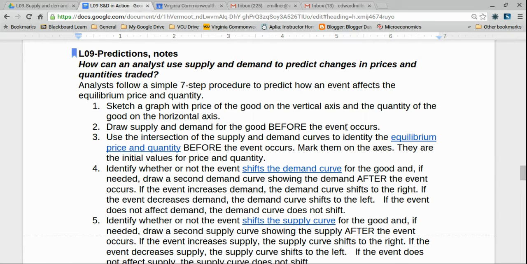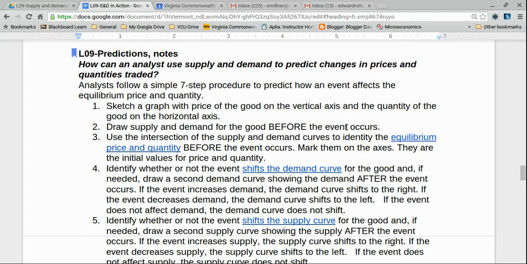Now we're going to study how to use supply and demand to predict changes in prices and the quantities traded. This is the great advantage of supply and demand. It gives us insight into the future and an ability to predict the past. Why do prices rise and fall? And why do quantities traded increase or decrease?